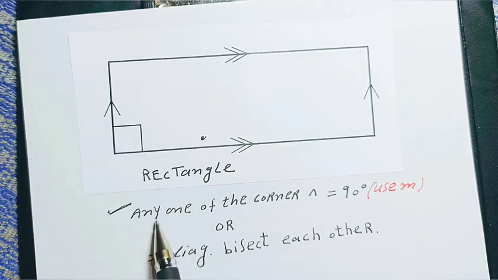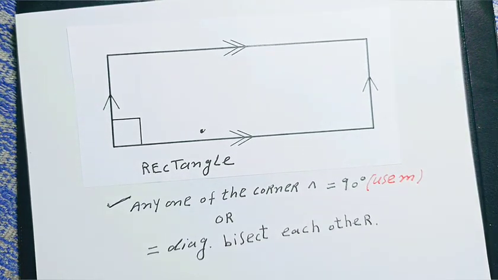But we're going to use this one. The corner angle, we're going to prove equal to 90 degrees. Then we're going to say this is a rectangle. I'll show you how to do this one.